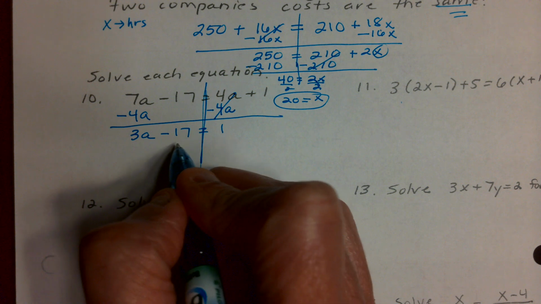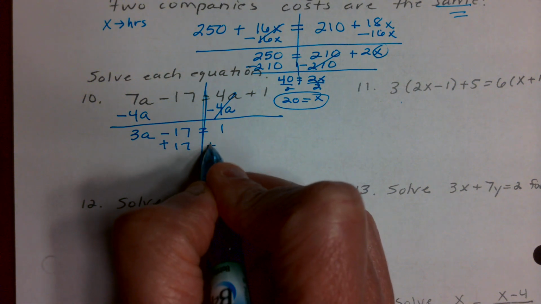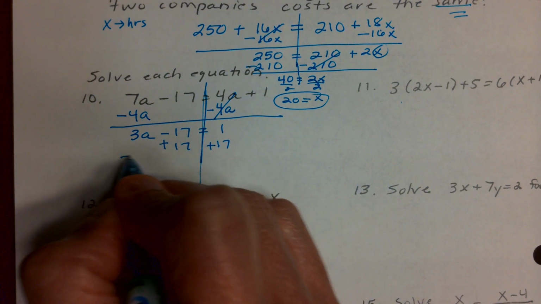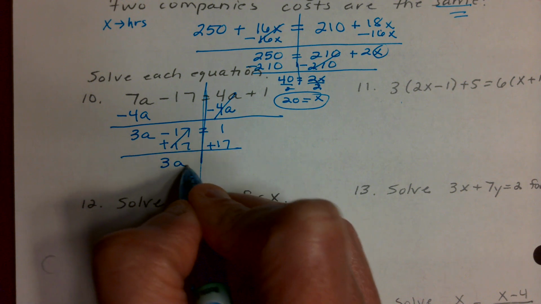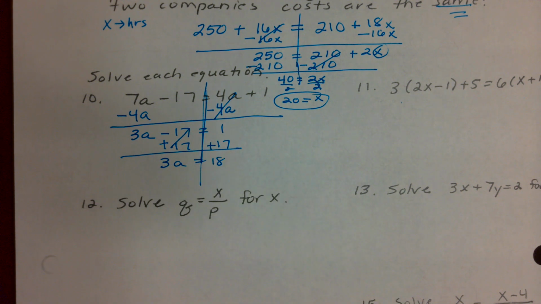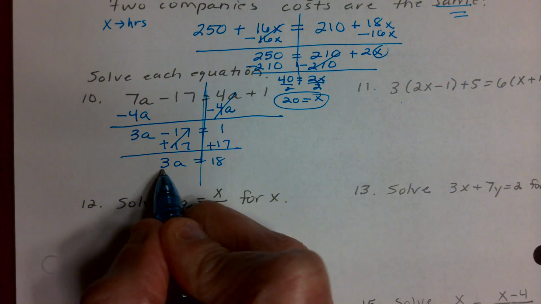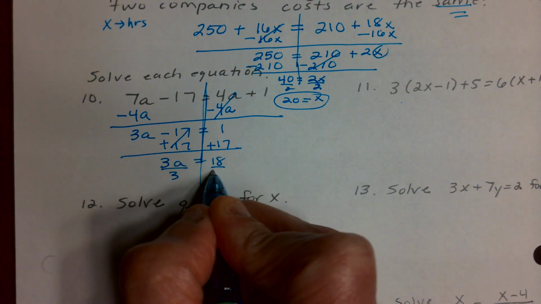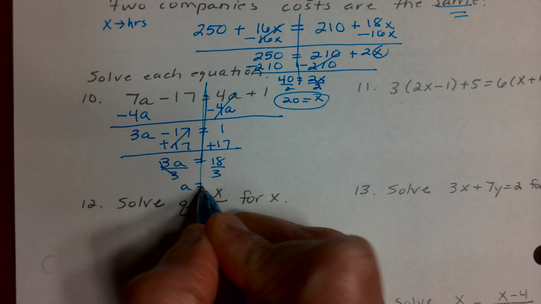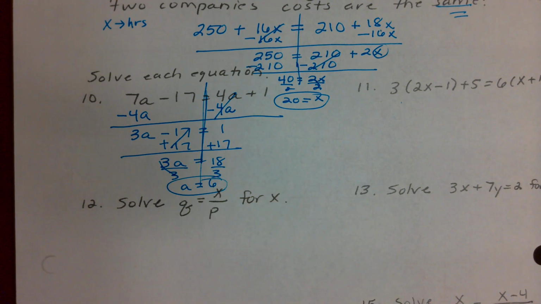All right, now again, opposite PEMDAS, so I'm going to add the 17, because again, I'm going what's before it. And I'm left with 3A equals 18. 3 times A, divide by 3, and A is 6.